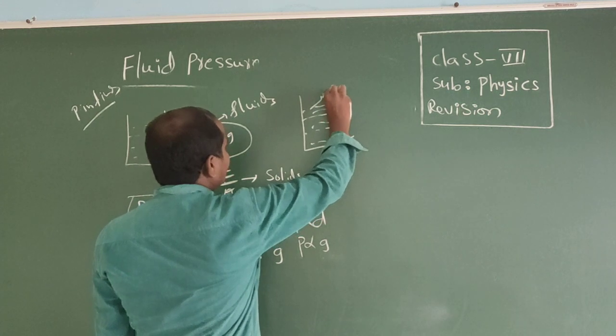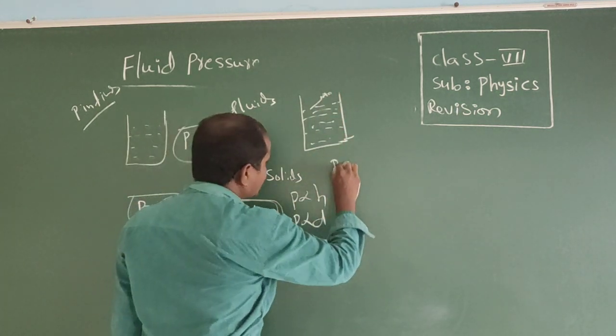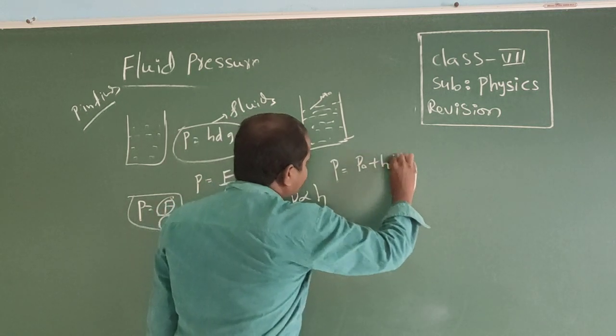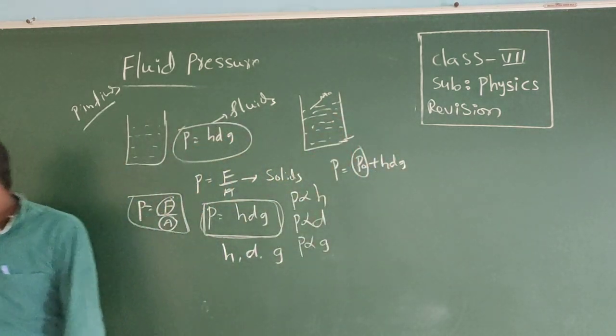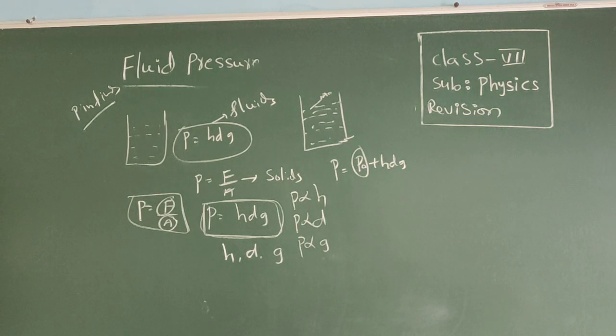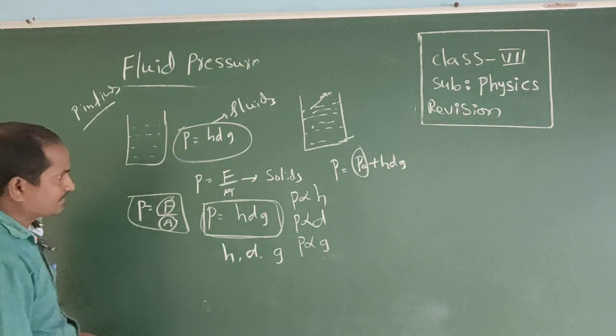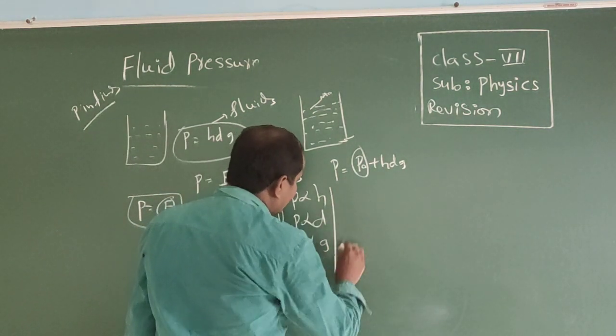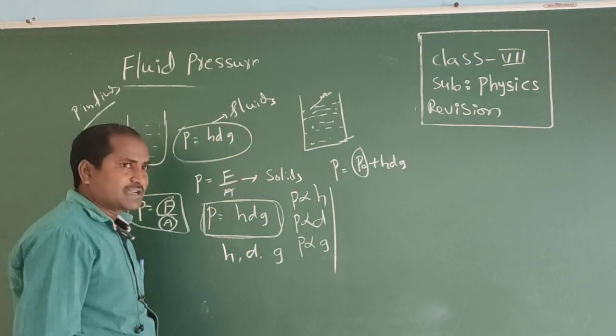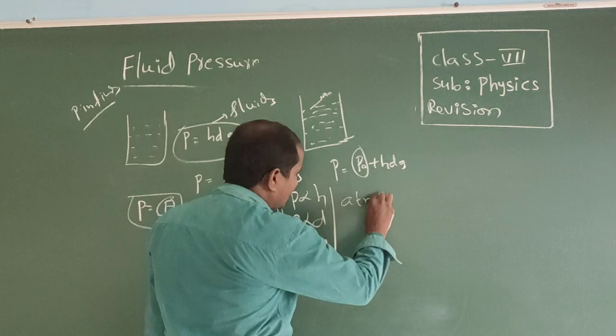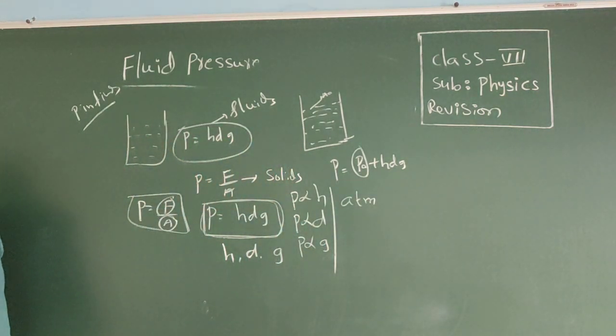Okay. Here atmospheric pressure is acting. That is called total pressure equal to PO plus HDG. Here PO means atmospheric pressure. What is meant by atmospheric pressure? The pressure exerted by the air column is called atmospheric pressure, that is 1 atm.